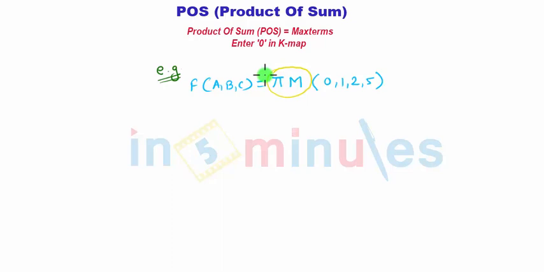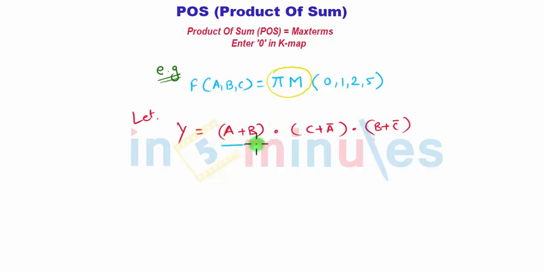And what are the max terms present with these equations? They are 0, 1, 2 and 5. If you have a general expression, let us say y is equal to (a plus b), (c plus a bar), (b plus c bar), and you take their product, these are nothing but the sum terms. This is the sum of a and b, sum of c and a bar, sum of b and c bar. You are going to obtain the product of these three terms. That's why it is called product of sum. So you can easily reduce this expression.